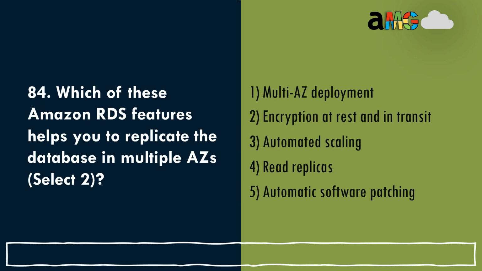Now question 84. Which of these Amazon RDS features helps you to replicate the database in multiple agents? Okay, two options you have to select. Now observe the options and choose the correct answer in 10 seconds. Your time starts now.